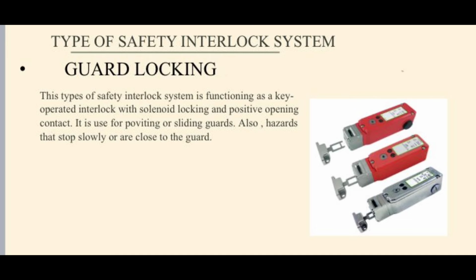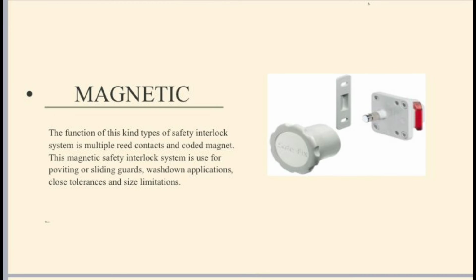Types of safety interlock system. The first is guard locking. This type of safety interlock system functions as a key operated interlock with solenoid locking and positive opening contact. It is used for pivoting or sliding guards, also for hazards that stop slowly or are close to the guard.